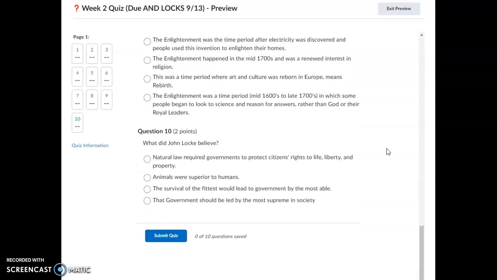Number 10, in our final question, what did John Locke believe? A, natural law required governments to protect citizens' rights to life, liberty, and property. B, animals were superior to humans. C, the survival of the fittest would lead to government by the most able. Or D, that government should be led by the most supreme in society.